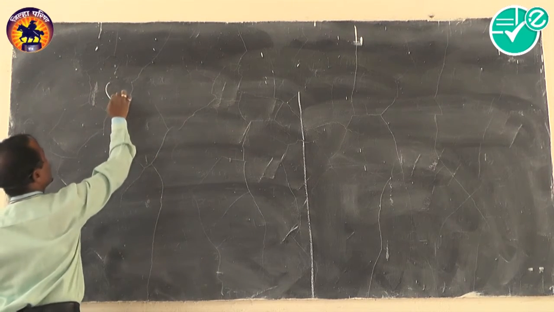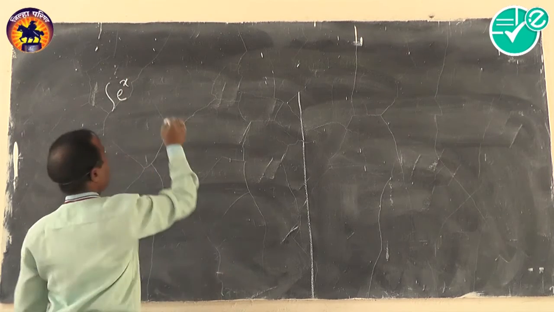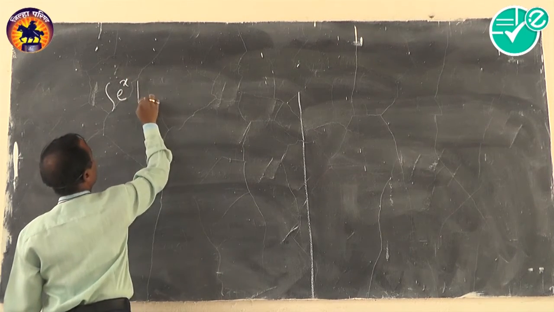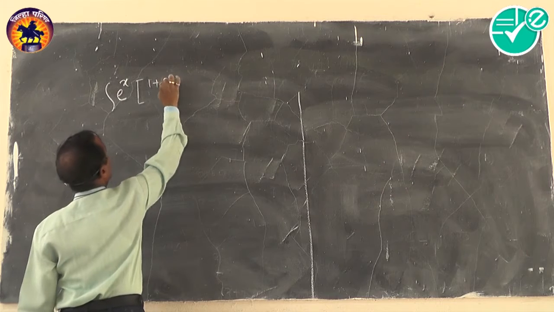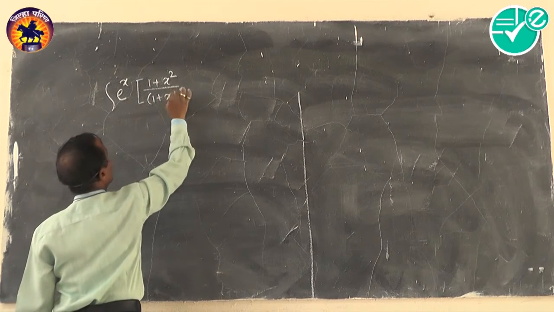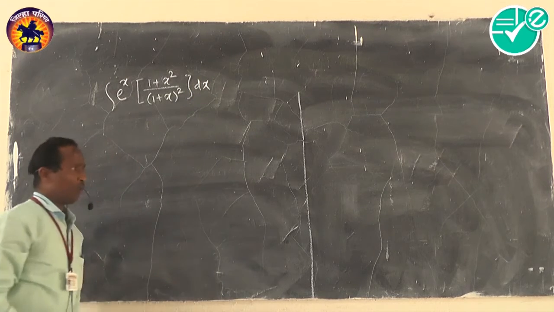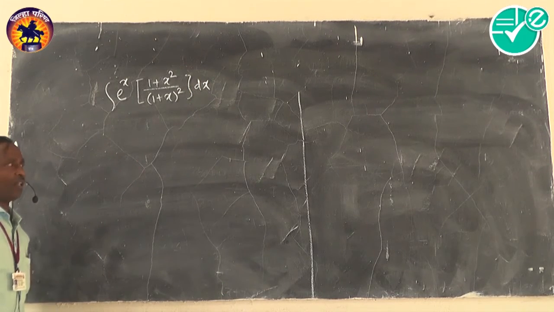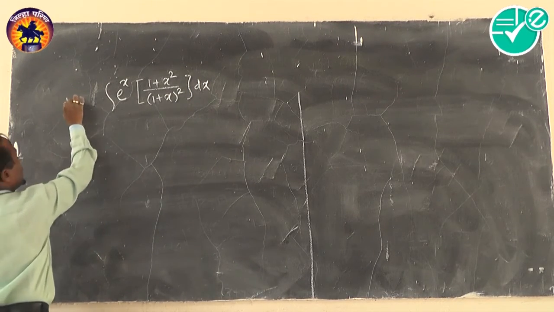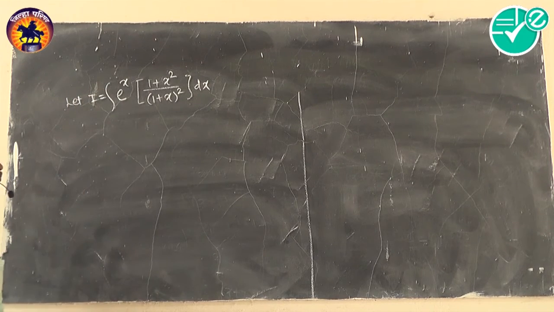Integral of e to the power x into (1 plus x square) upon (1 plus x) bracket square dx. Now we want to find the integration of this function. Let I is equal to the given function.